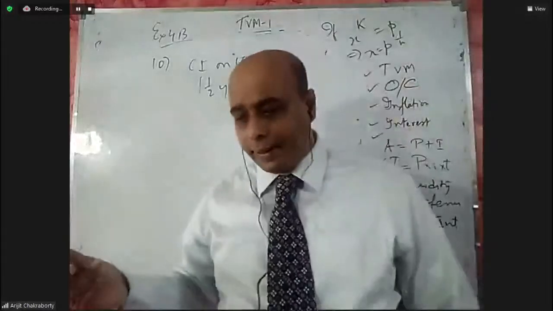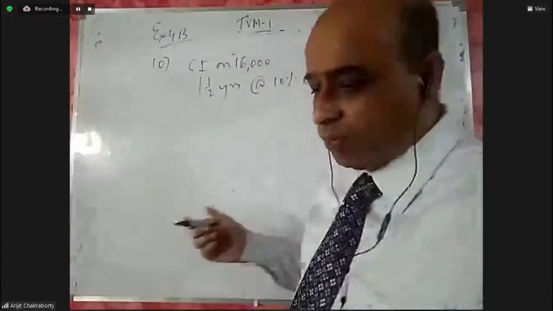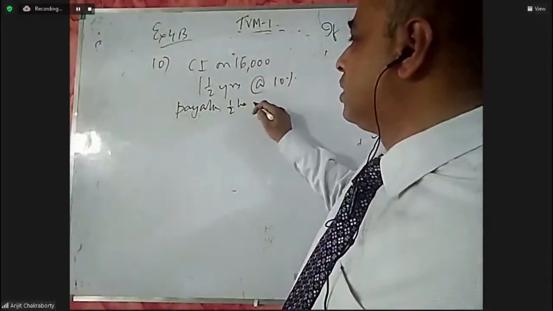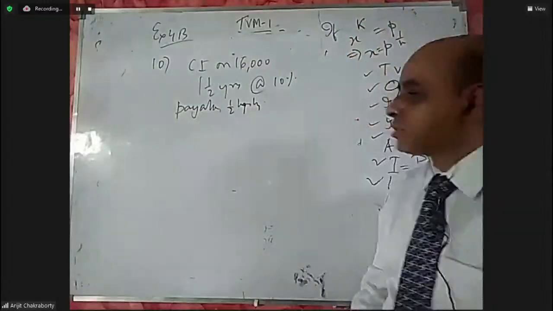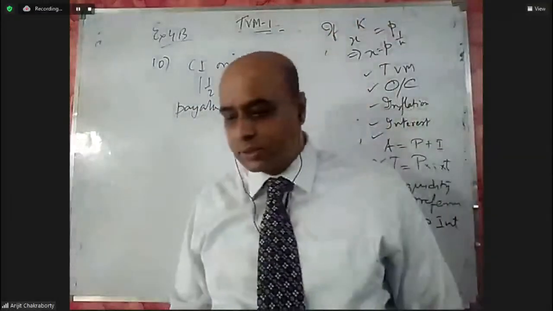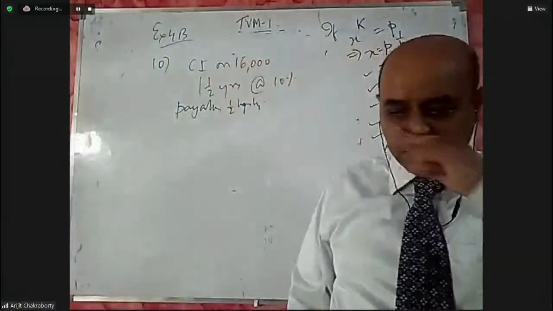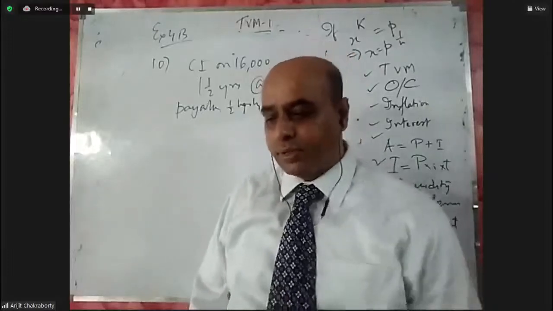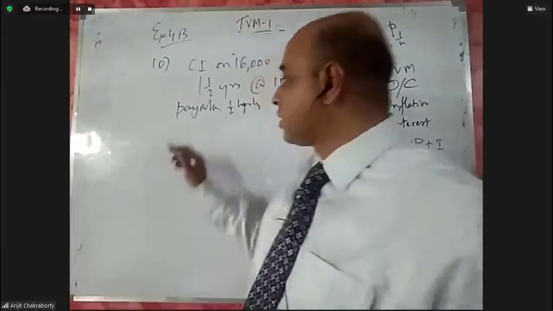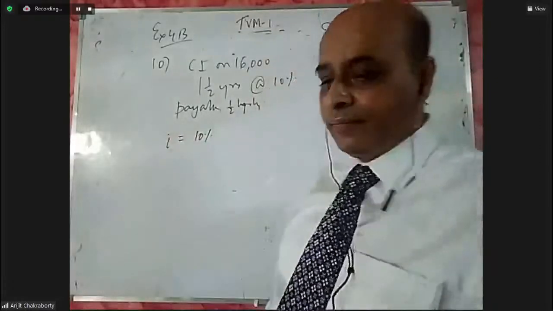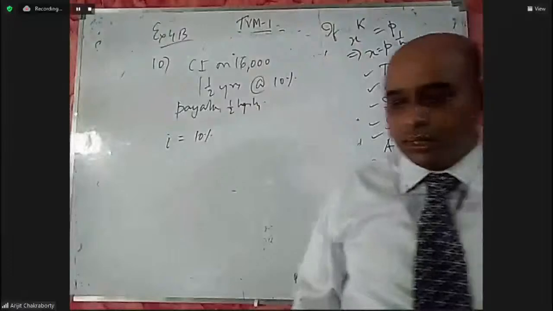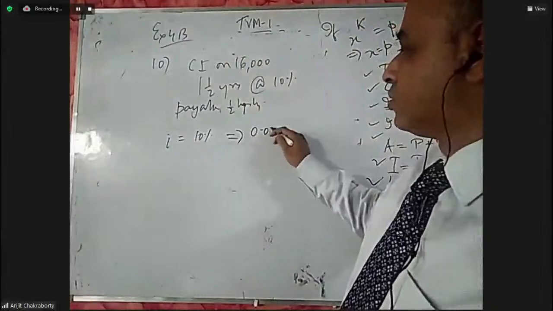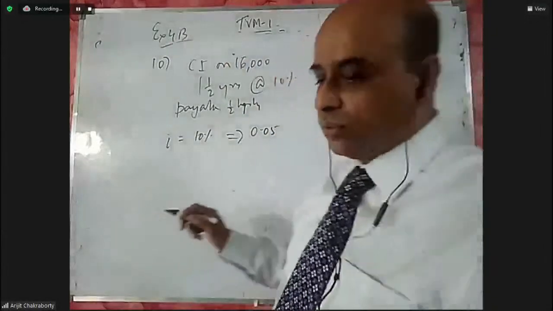Payable half yearly, it is payable half yearly. So compound interest on 16,000 for 1.5 years at 10% per annum compounded half yearly is how much? So we can understand here I is equal to 10%, and it is payable half yearly, right? Therefore, we will assume the interest rate will be 0.05, that is 5%.